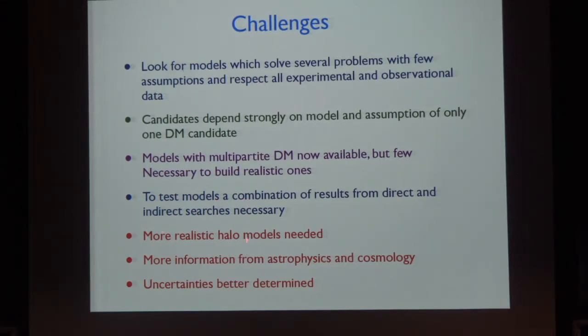We need more realistic models, so from the particle physics point of view, obviously we have to build better models, yeah? But we also need more information from astrophysics. We need more realistic halos. We need more information from astrophysics and cosmology, from everything, to characterize better dark matter. So what are we looking for? How is the distribution in the halos? Is the local density really as it's supposed to be?